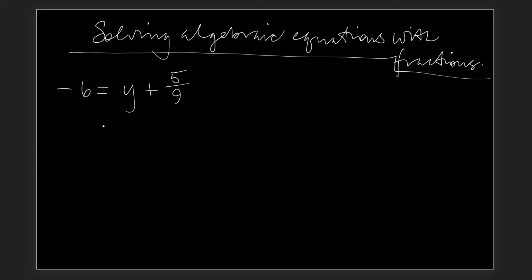I'm going to show you a better, different way that my students seem to like, where we get rid of fractions immediately, and the next step we have no fractions. So that's what I'm going to show you. So we do need to find and determine the LCD for this. We have -6 equals y plus 5 over 9. We really only have one denominator that's not a 1, so the LCD is 9.